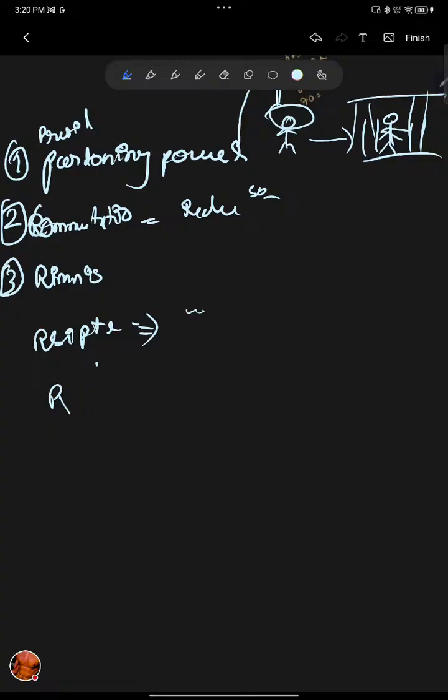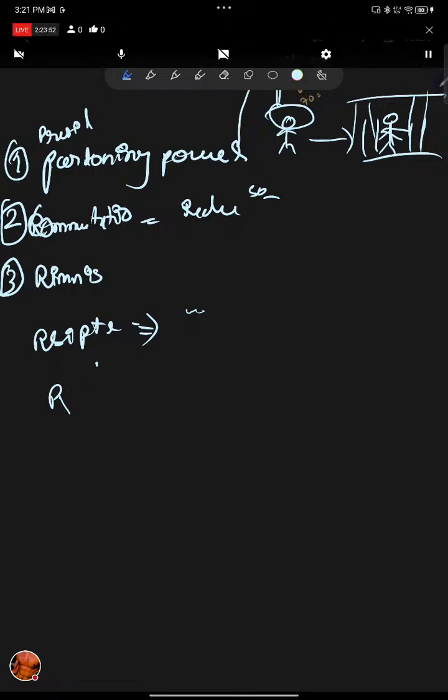Next, 73. What does it start with? Extent of executive power of the union. From here, some difficult stuff is there. I think I will do it later on.